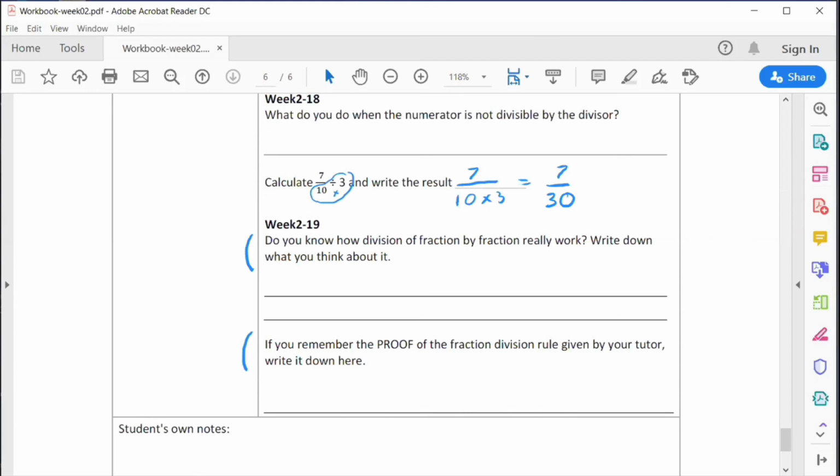Now, did any one of you manage to do the second bit, show the proof of the fraction? Did any of you manage to do that at all? No, no, no one. Now, I'm going to slowly show you.